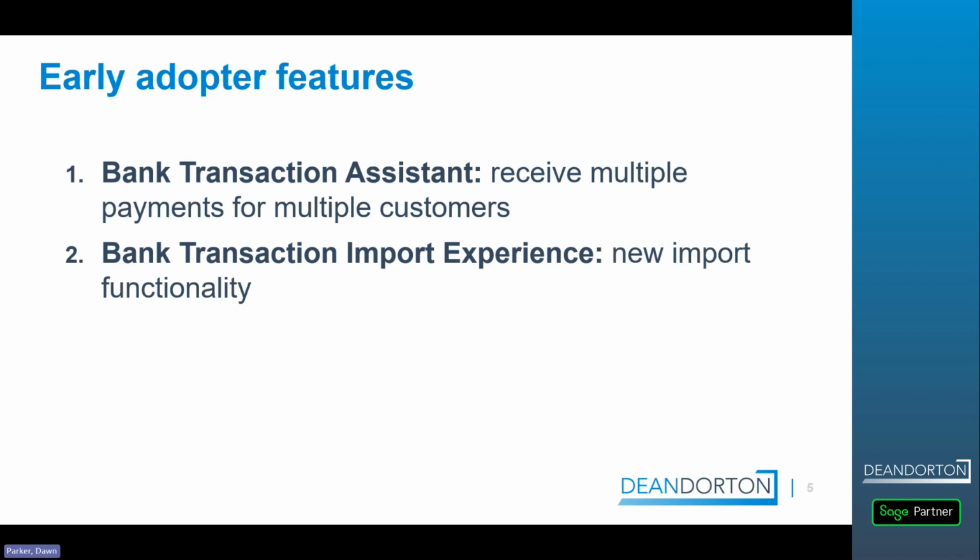If you would like to be considered for either or both of these early adopter features, then please send us an email at erpsupport@ddaftech.com, and we will submit your request to Sage to have that early adopter feature enabled for you.